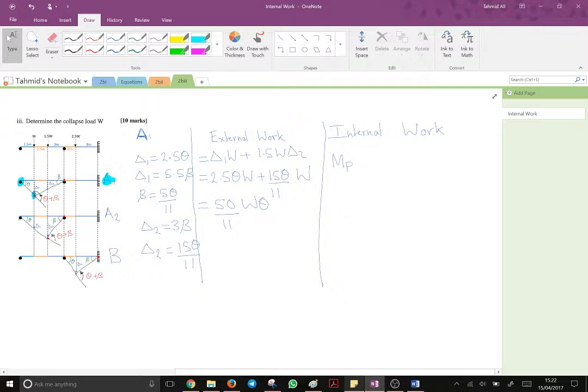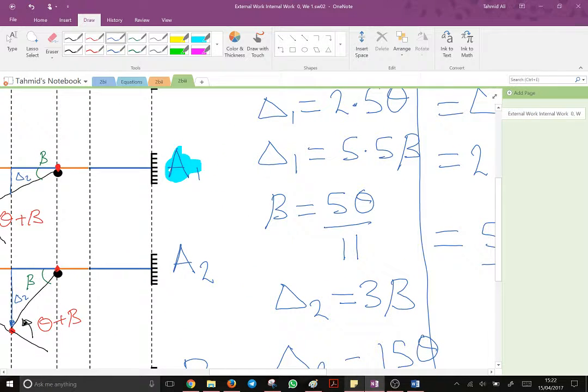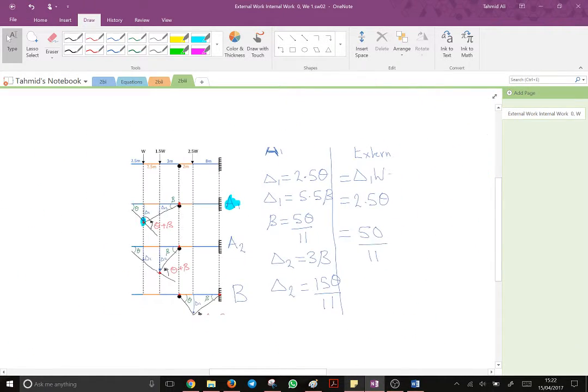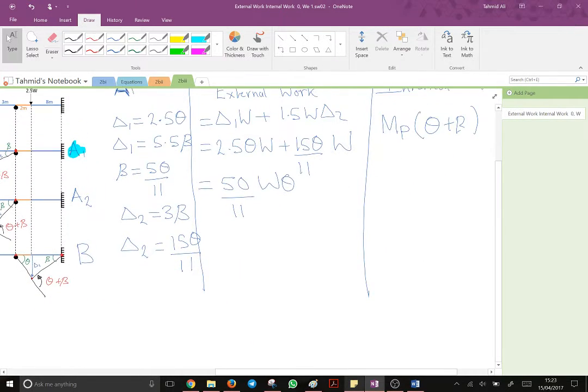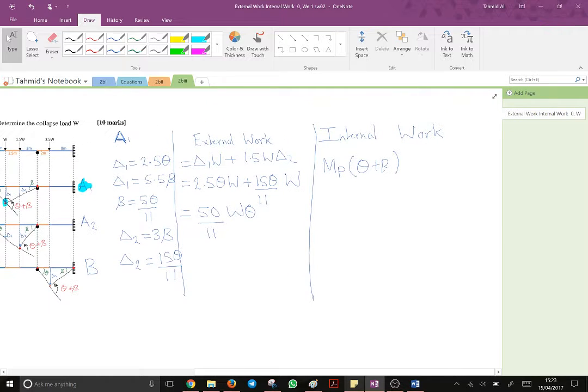Okay, so since we're still just... in this case, MP has gone by theta, has traveled theta plus beta, so it's going to be MP theta plus beta. And the next MP, which occurs here, has traveled the distance of beta. So MP beta.